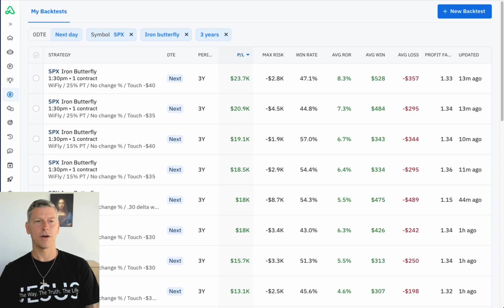So let's go ahead and jump on over, take a look at this backtest. As you can see here, there's one on top. This is ultimately where we're going towards. But let me show you the process I went down in order to get to this particular backtest.